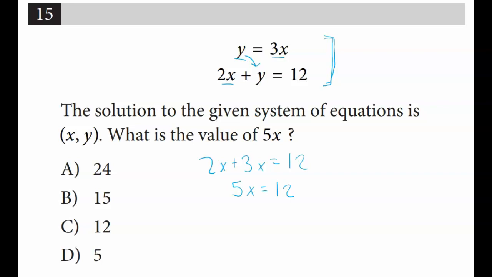And look at that. They actually gave us the answer in the equation. Well, they're asking what is the value of 5x? Well, it says right here that 5x equals 12. So therefore, C is the correct answer for number 15.